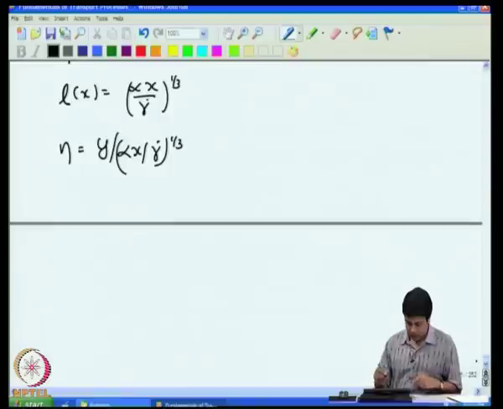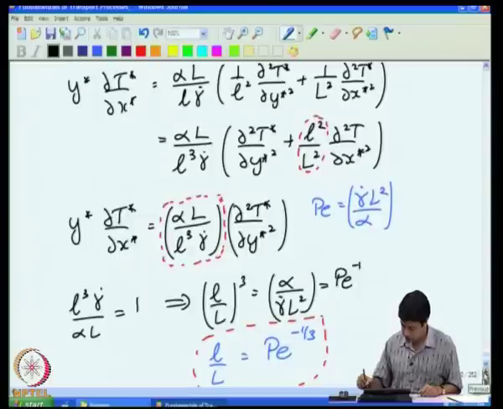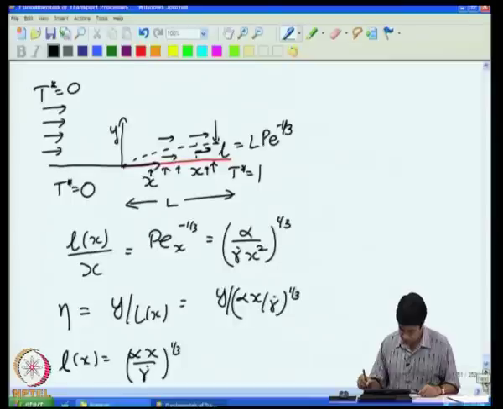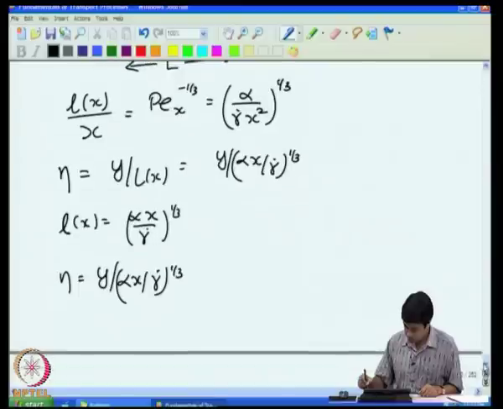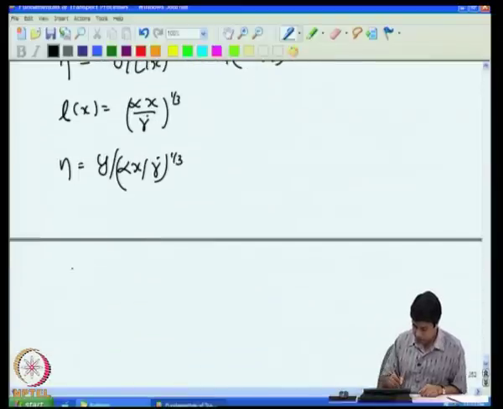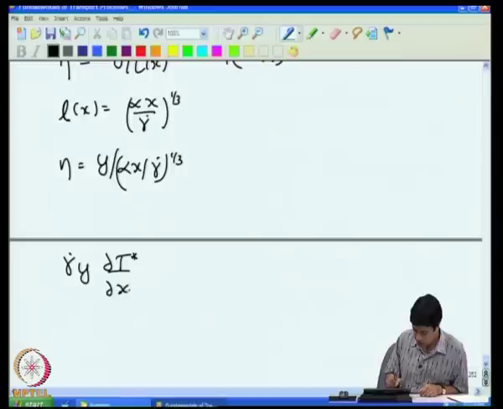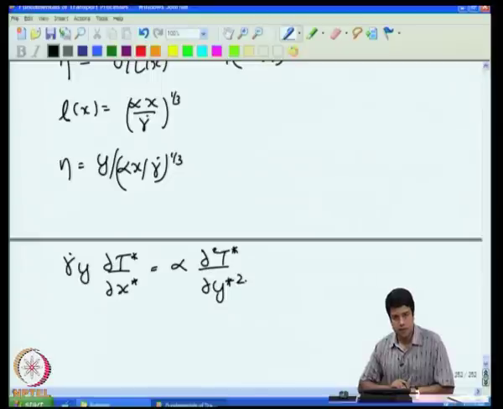So, now I have to substitute in this convection diffusion equation. I have the convection diffusion equation: gamma dot y partial t by partial x is equal to alpha partial square t by partial y square. So, in this equation, I have to substitute y and x in terms of eta.